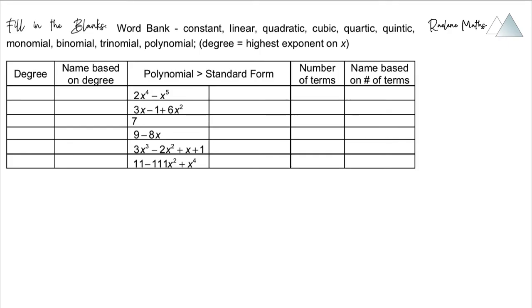Okay, here we are going to fill in the blanks, or fill in the table, based on the word bank. We've got several different polynomial types here, and you're going to fill in each column based on the degree, which is the exponent on the highest or the leading term of the polynomial, and then the name based on the degree, the number of terms, and the name based on the number of terms. I'm going to pause the video, so take a moment to fill in the table and then replay the video to see how you did.